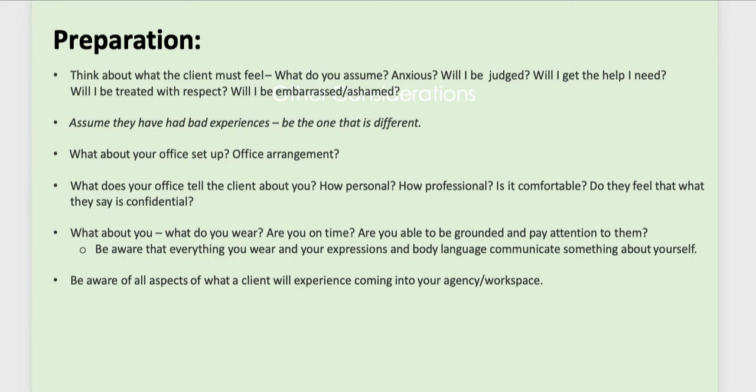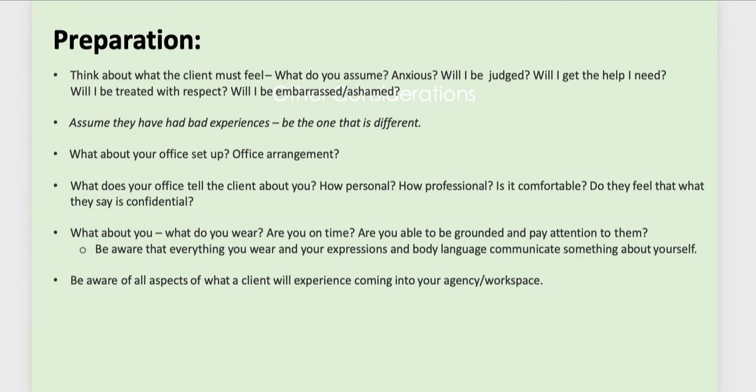How's your office set up? Take a look at the office arrangement and be sure it's as comfortable as possible and as welcoming as possible. Ask yourself what your office says to the client, as far as how the client may feel he or she is perceived. Is it a personal setting? Is it a professional setting? Is it comfortable?